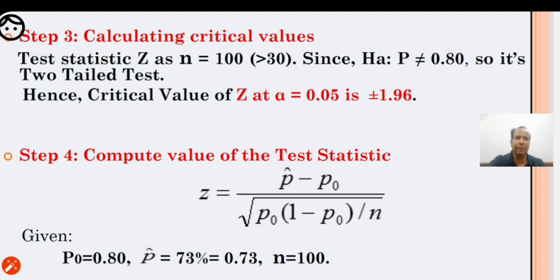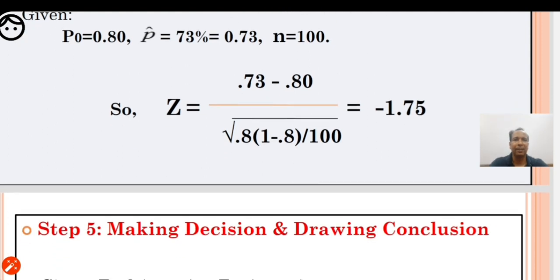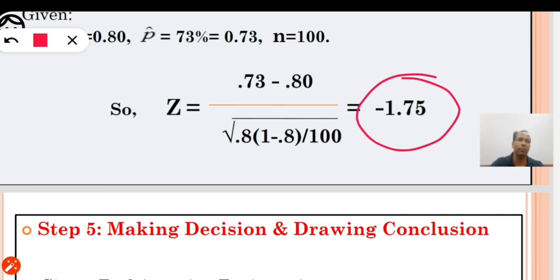So after putting the values, we find the value of Z statistic, that is minus 1.75. This is the calculated value of Z. Now we will be comparing this calculated value of Z with the critical value of Z, so as to make the decision and draw the conclusion.